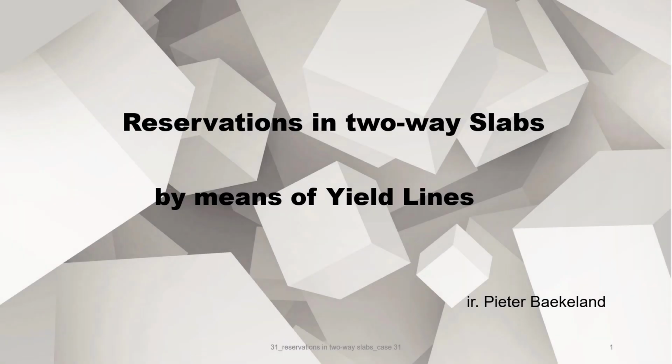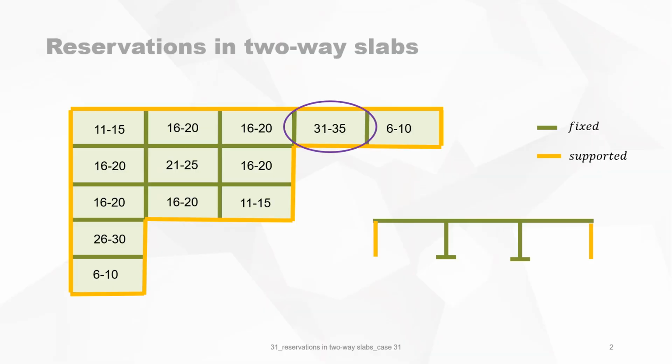Reservations in two-way slabs by means of yield lines. This video will deal with the cases 31 to 35, and it's about two-way slab with fixed end supports on the shortest side and two simply supported on the longest side.